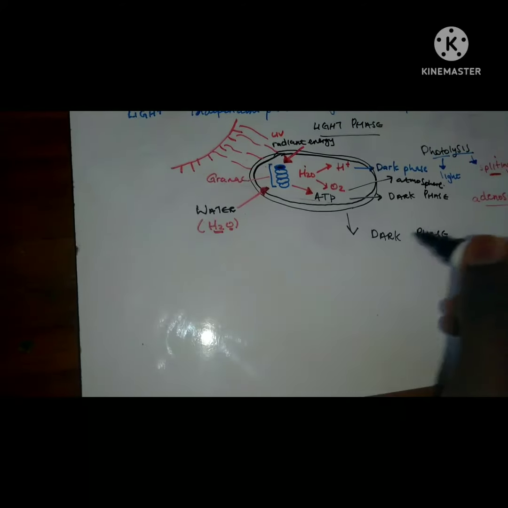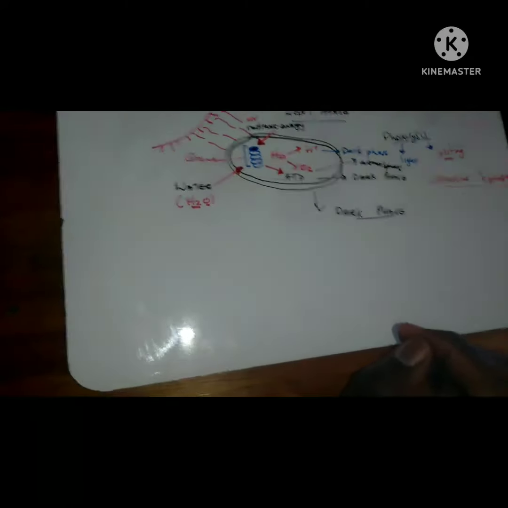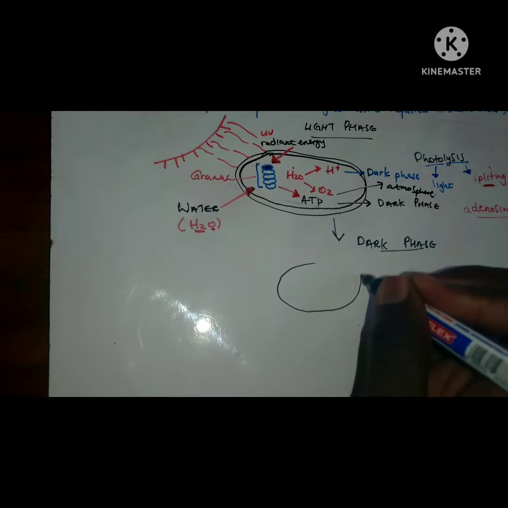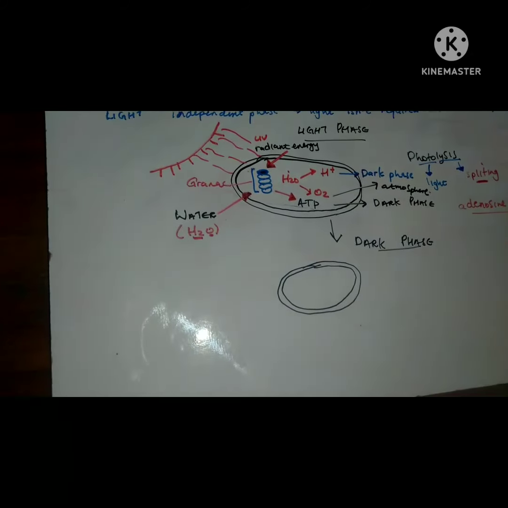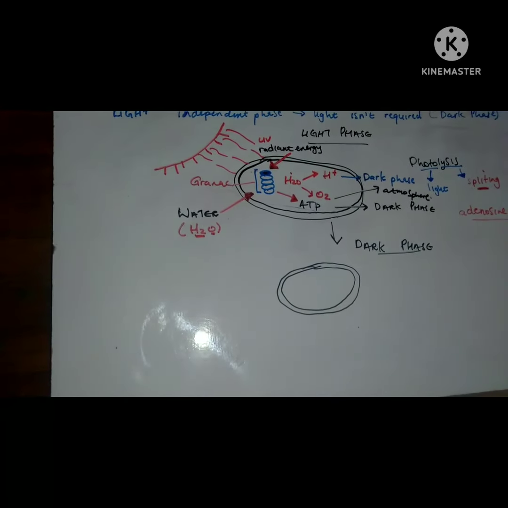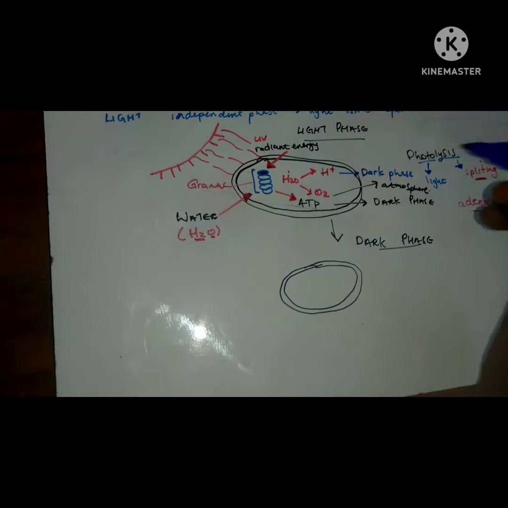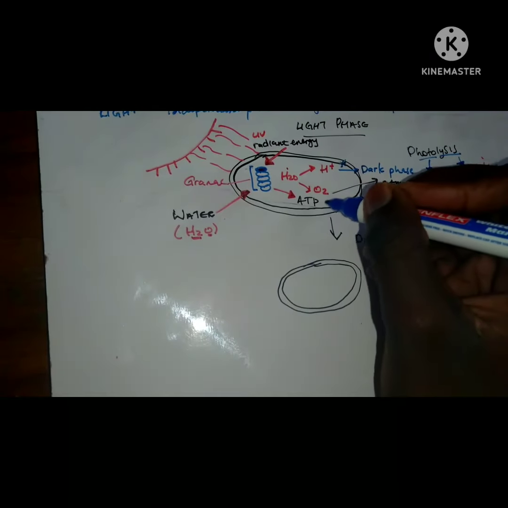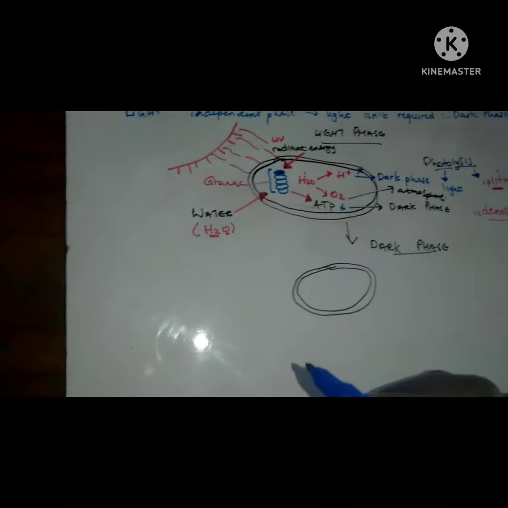Bear in mind that the dark phase is dependent on the light phase. Otherwise, without the light phase, we cannot have the dark phase. So let's draw again our chloroplast. We already know that we have only two things that are going to the dark phase. What are those things? Energized hydrogen atom, and we'll have ATP energy that has been produced through this reaction in the light phase. Now we go to the dark phase.